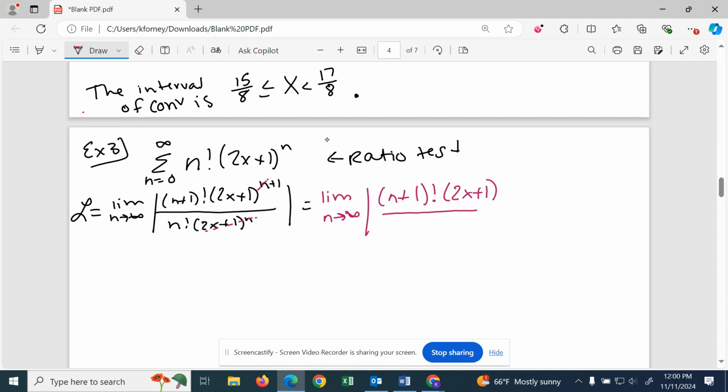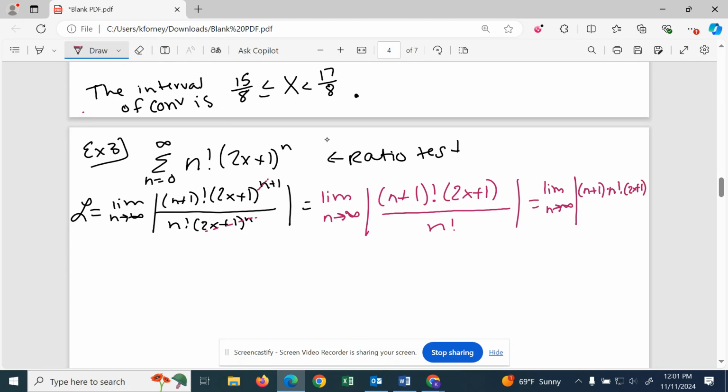Then you would have n factorial. So we could pull out the n plus 1, and just trust me with why we're going to do this. Remember, when you are dealing with a factorial, n plus 1 factorial would be n plus 1 times n times n minus 1 times n minus 2 and so on. So if we pull out the n plus 1, that would be times n factorial.